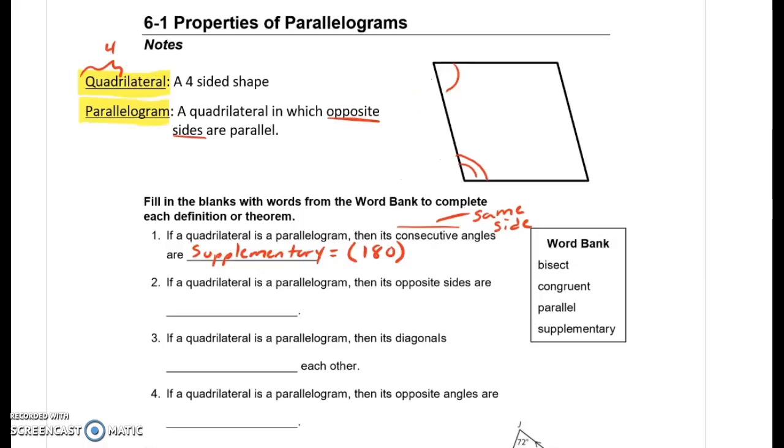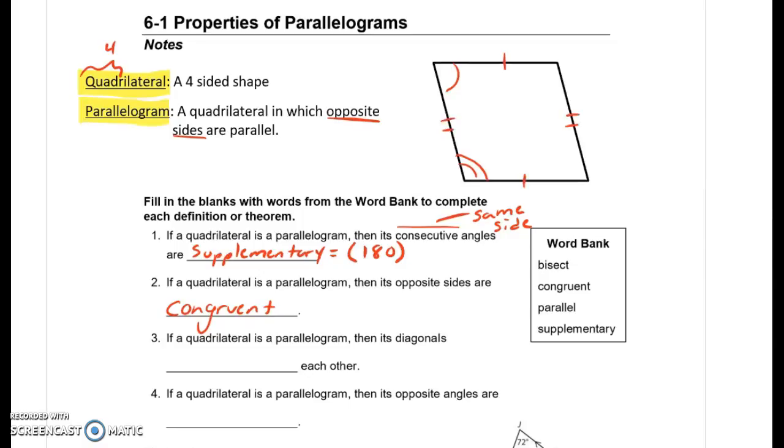Number 2, if a quadrilateral is a parallelogram, then its opposite sides are, we know they're parallel, but they are also going to be congruent. So this side is the same as this one, and this side is the same as this one.